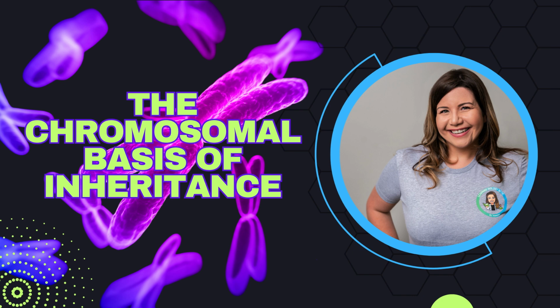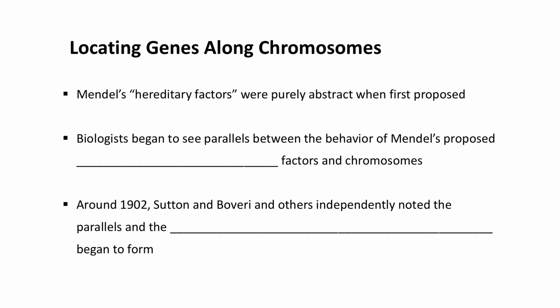In this video, we're going to be discussing the chromosomal basis of inheritance. When Mendel's hereditary factors were first proposed, these ideas were purely abstract, and many scientists were very skeptical as to how this can work. However, as the processes of mitosis and meiosis were worked out, biologists began to see parallels between the behavior of Mendel's proposed hereditary factors and chromosomes. Around 1902, Sutton and Boveri and others independently noted the parallels, and the chromosome theory of inheritance began to form.